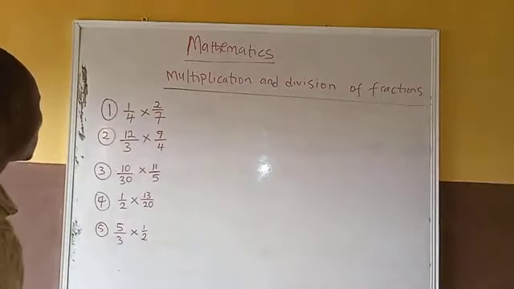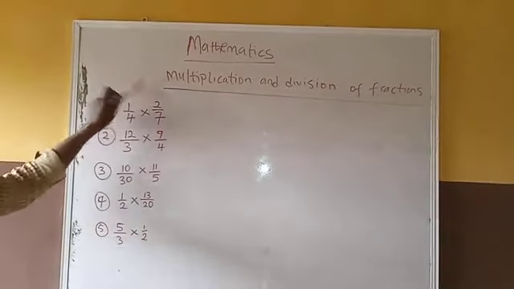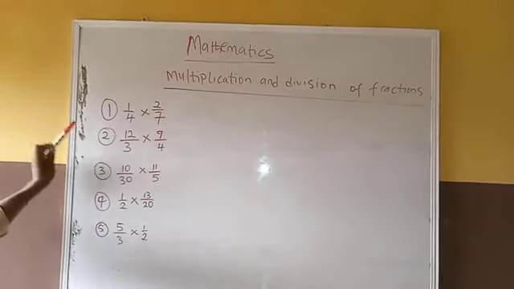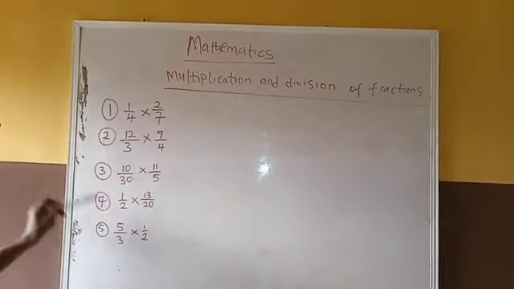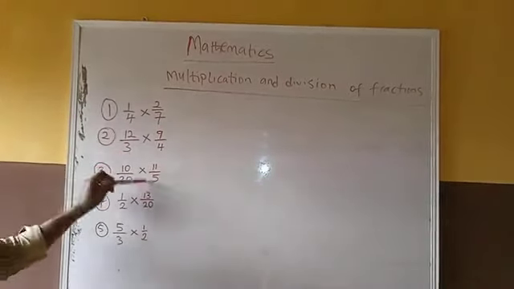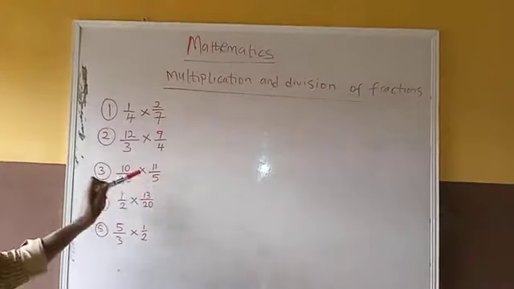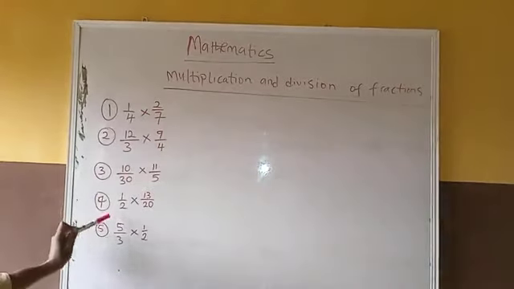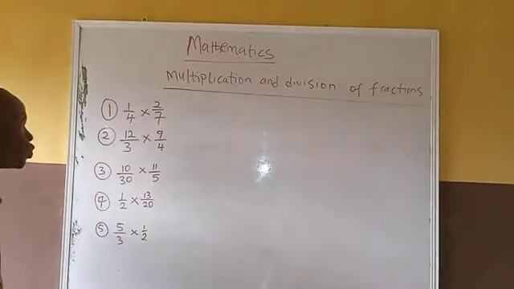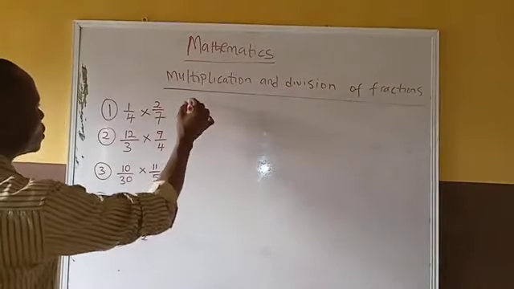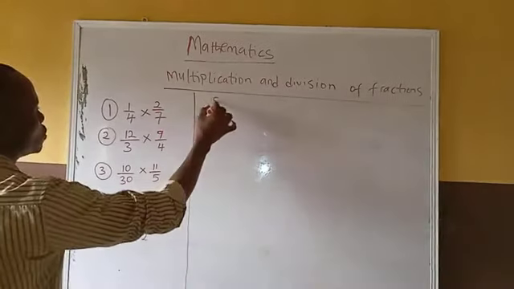We have some questions on the board. Question number 1: 1/4 times 2/7. Number 2: 12/3 times 9/4. Number 3: 10/30 times 11/5. Number 4: 1/2 times 13/20. Question number 5: 5/3 times 1/2. So we are going to get the solution to these questions.